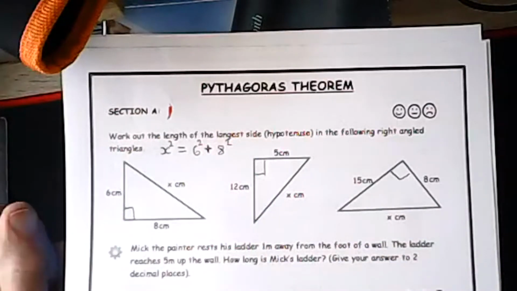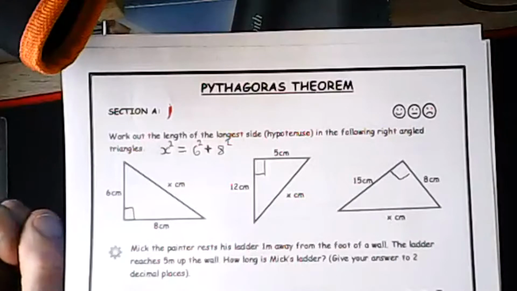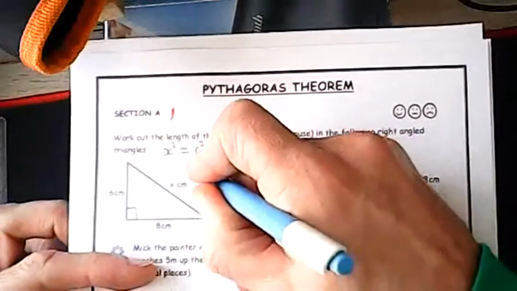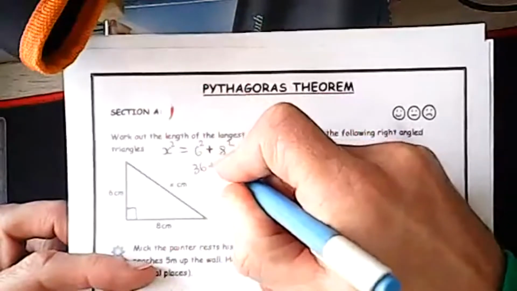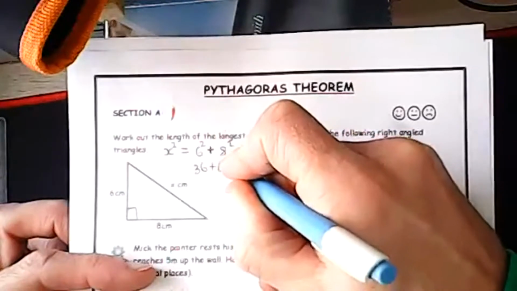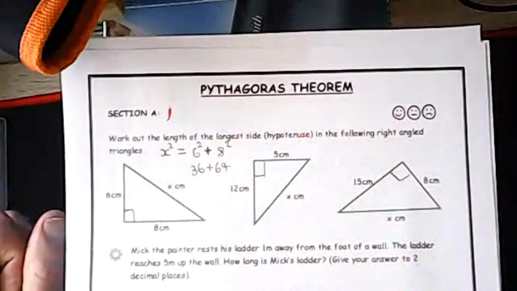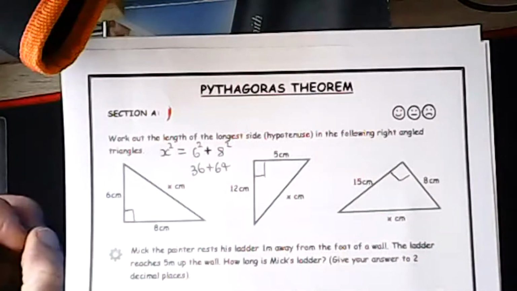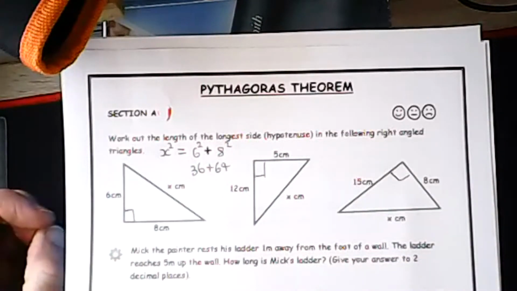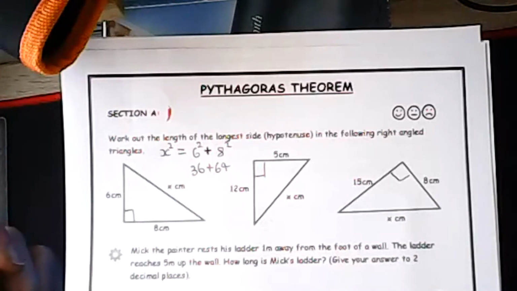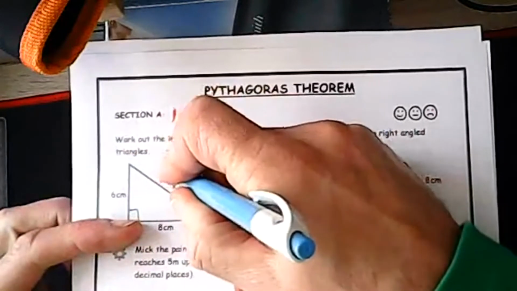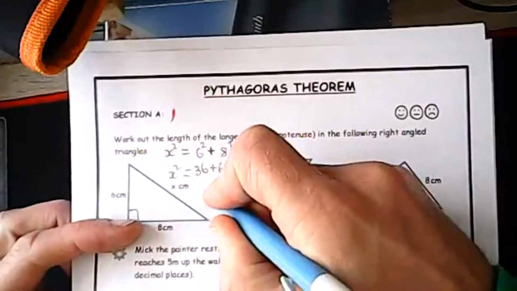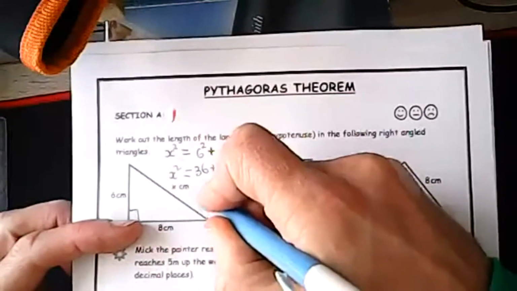You should be able to manage this with your times tables, which I'm hoping lots of people are working on over the lockdown. So 6 6s are 36, 8 8s are 64. If these are decimals, you shouldn't be panicking at this stage, because you could use a calculator if it's a calculator part of the exam. So that equals x squared. 36 add 64 is going to give us 100.